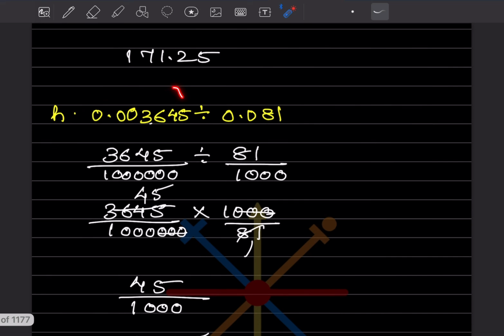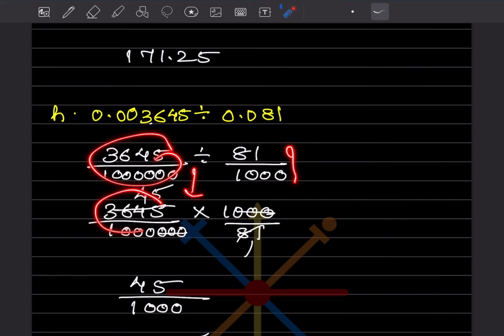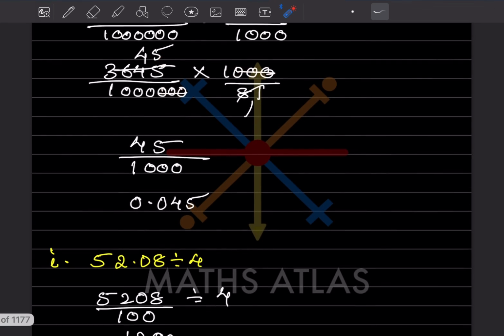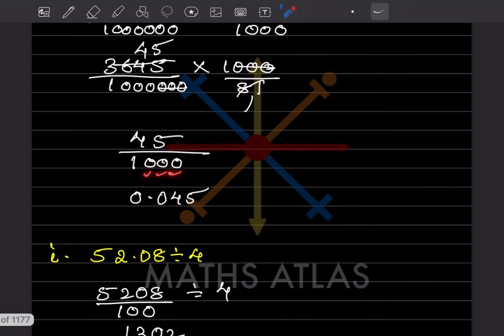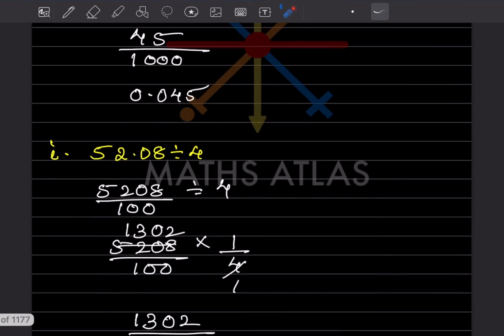For this one, we can write here 3645 and after the decimal, 1, 2, 3, 4, 5, 6. So 1, 2, 3, 4, 5, 6 zeros. This is the same. So 3 zeros. So now we will keep this the same. This will be multiplied, which means this is going to be the reciprocal. 81 ones are 81, 81 45s are. These 3 zeros are cancelled. So 45 divided by 1000. So 1, 2, 3. So this 45. So after 3, there is a decimal.